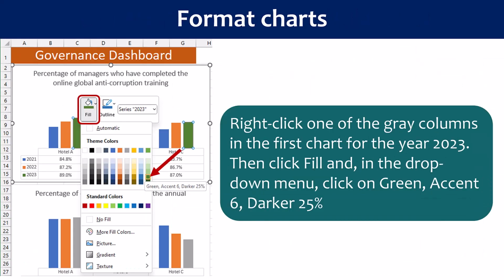To make the 2023 series stand out a bit better, we will change the color. Right-click one of the gray columns in the first chart for the year 2023. Then click Fill, and in the drop-down menu, click on Green, Accent 6, Darker 25%. Mac users, Fill is not an option in the right-click menu. Instead, right-click one of the gray columns for the year 2023, then click Format Data Series. In the Format Data Series pane, click on the Fill and Line icon on the top left. Under the Fill options, click the Color drop-down menu and click Green Accent 6, Darker 25%.